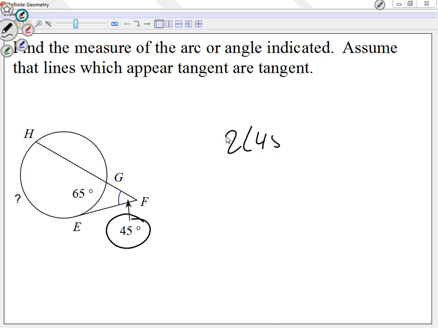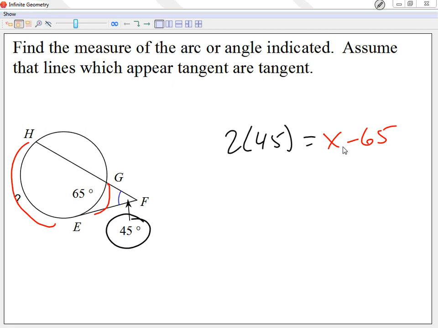So let me go 2 times 45. In this case, it creates two arcs. One of them I'm going to call x because I don't know how big it is. And the other one is 65. With x, we can tell x is bigger. So I'm going to go x minus 65. I'm going to subtract the two arcs, but we start with the biggest one. Once again, x is bigger. So make sure we go x minus 65, not 65 minus x. So it does matter. We start with the bigger arc.